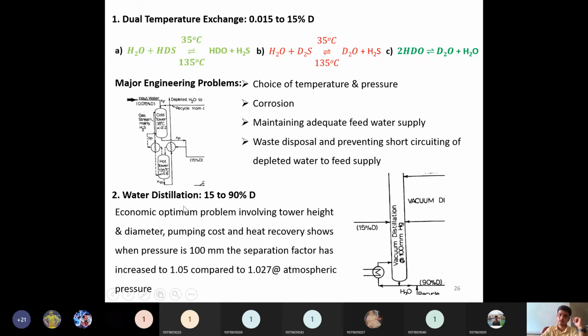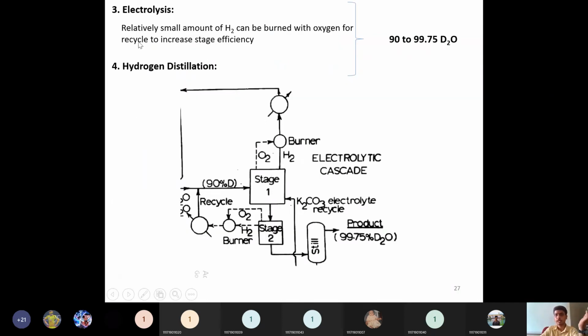Then the next part, the flow sheet, you have to explain that because of this high separation factor, we have to operate this tower at low pressures or subatmospheric pressures. You have to give an explanation like that. The next is the electrolysis process. Relatively small amounts of H2 can be burned with oxygen for recycle to increase the stage efficiency. So you have to give this explanation. Then you can finally get 90 to 99.75% deuterium oxide. So this is very, very important. Many times they are asking. Okay, go and just study this once again.